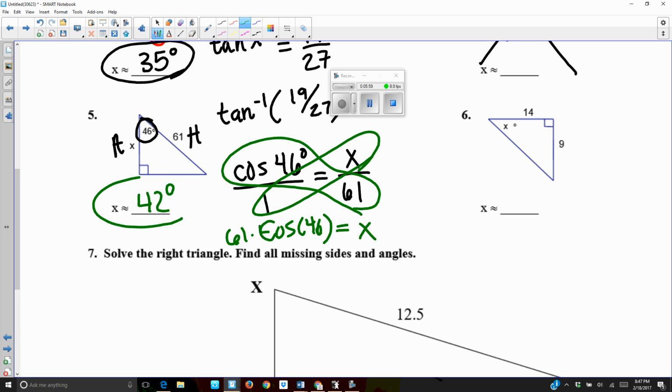So we get an answer of 42 degrees, rounded to the nearest whole number.